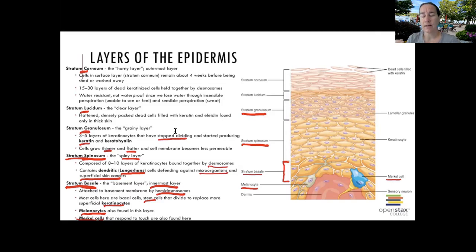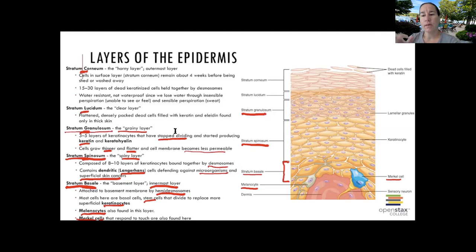So these guys, they were thicker and a little bit chunkier before when they were fresh and new. And then as they move up and away from the blood flow, away from the nutrients and all the good stuff, they start to age and they get thinner, they don't divide anymore, they start to smush down. So they get thinner and flatter and they become less permeable. And again, that keratin is being produced in there, and so it gives it this kind of grainy appearance. The stratum granulosum is the grainy layer.